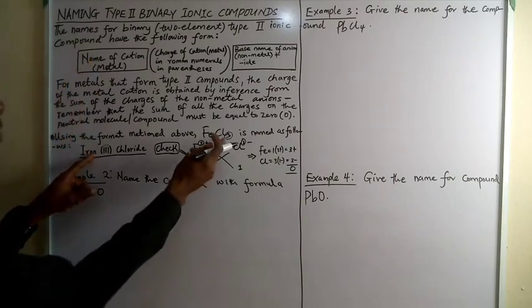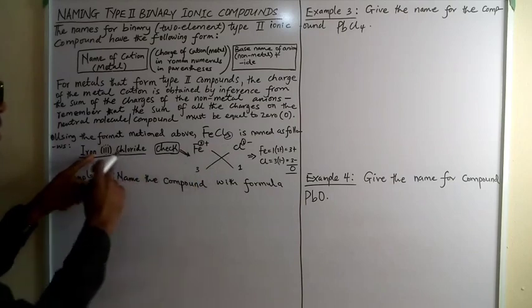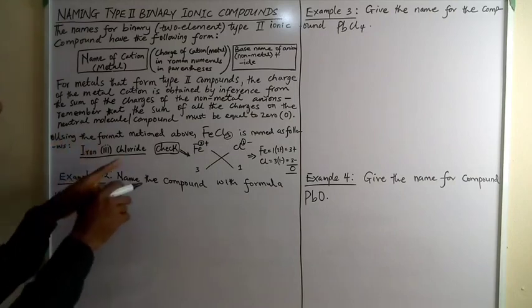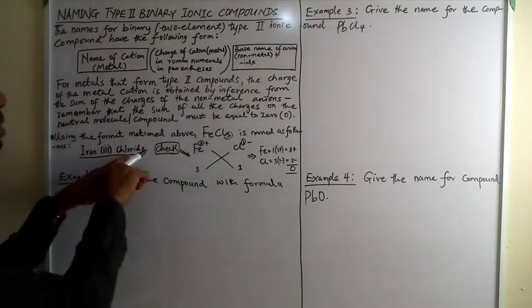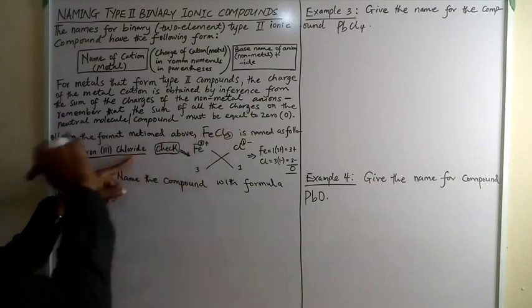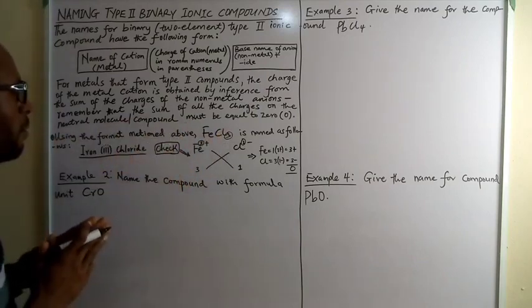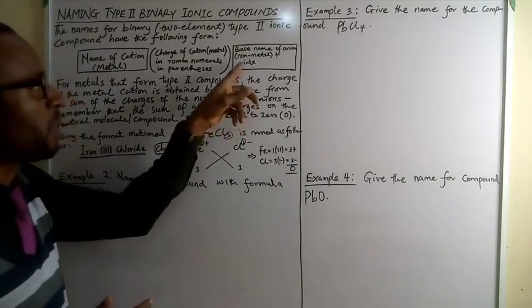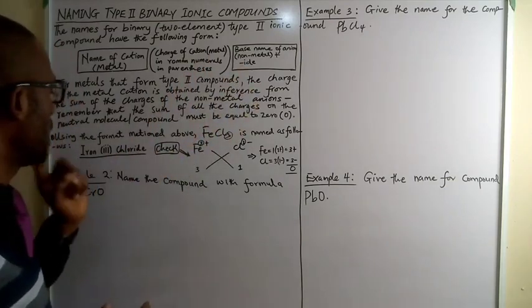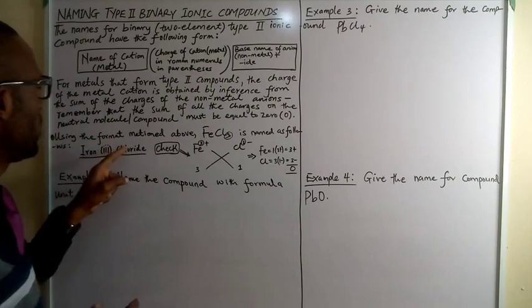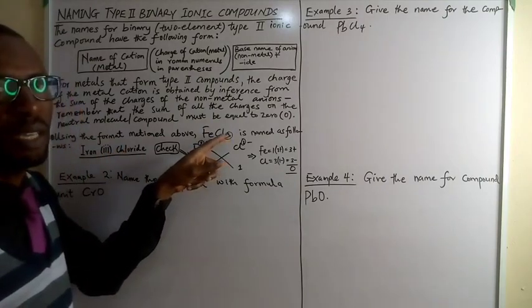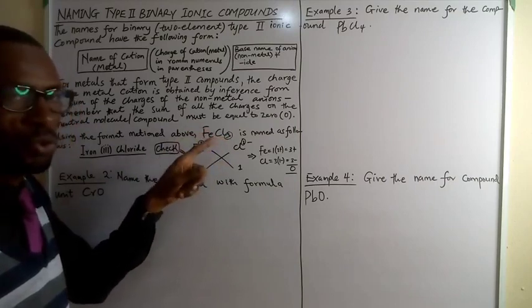Okay? And the charge on the ion, as you can see, is 3. So you place that 3 in Roman numerals, III, in parentheses, a small bracket, and of course name the non-metal, which is chlorine. Remove the last syllable, which is INE, and replace it with IDE. You now have chloride. So you have iron(III) chloride. That means if we had 2 here, it would now become iron(II) chloride.